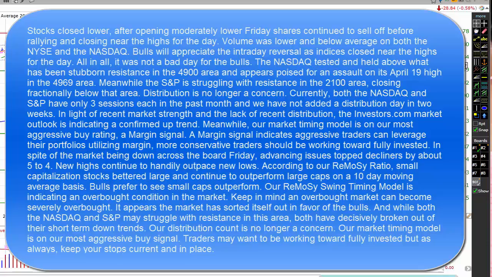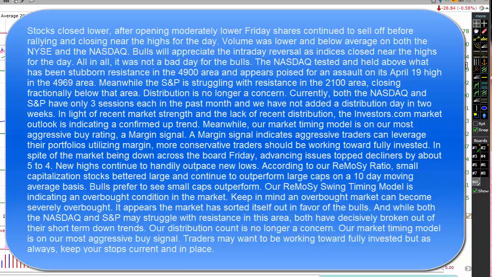The NASDAQ tested and held above what's been stubborn resistance in the 4,900 area and appears poised for an assault on its April 19th high in the 4,969 range. Meanwhile, the S&P 500 is struggling with resistance in the 2,100 range, closing fractionally below that area.